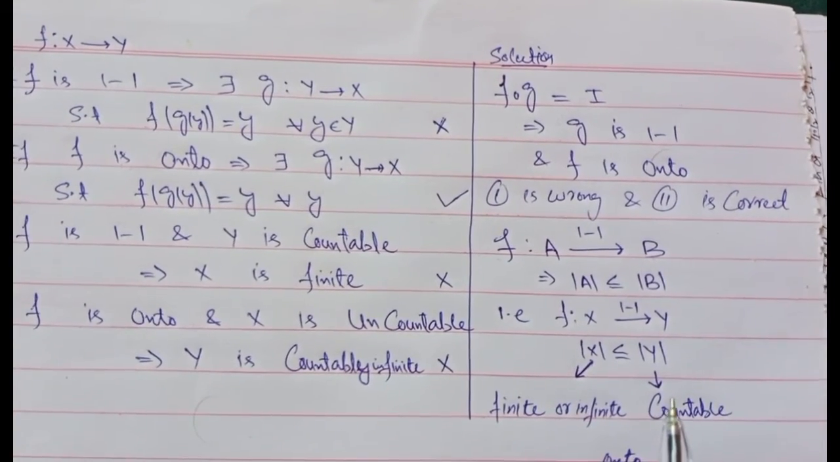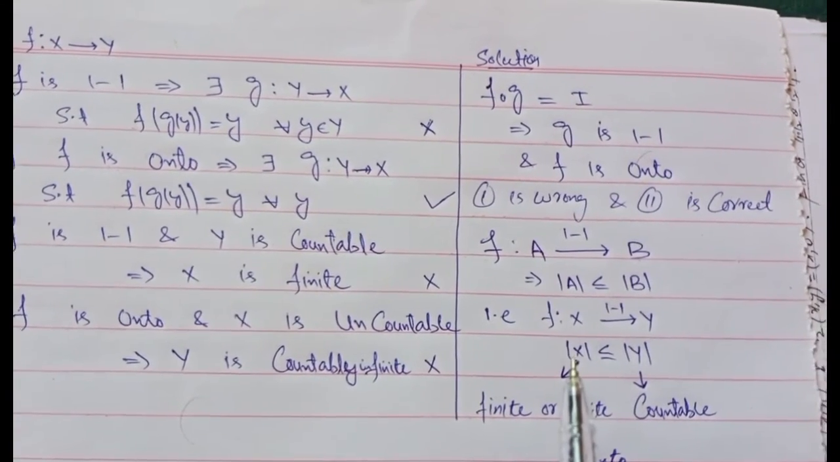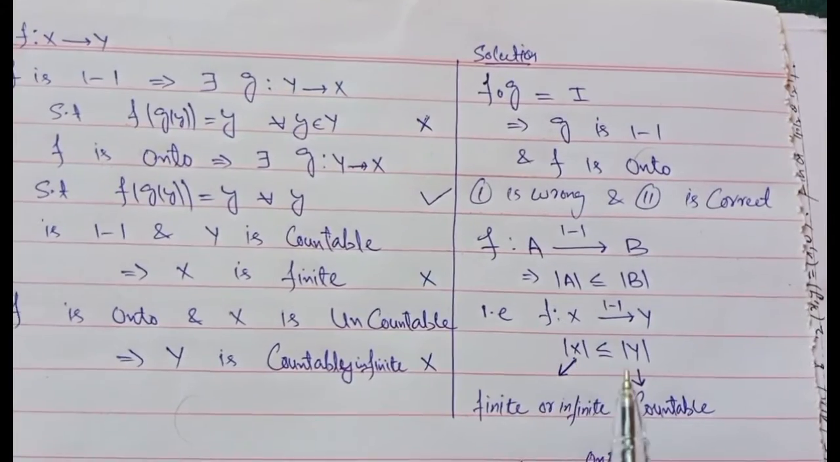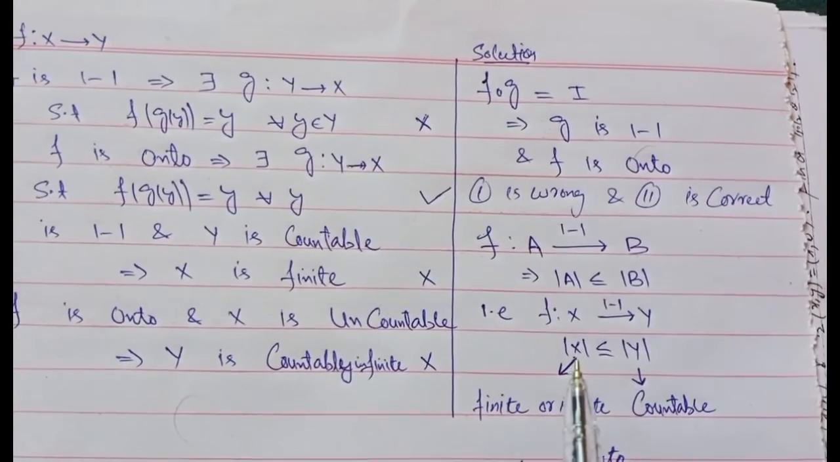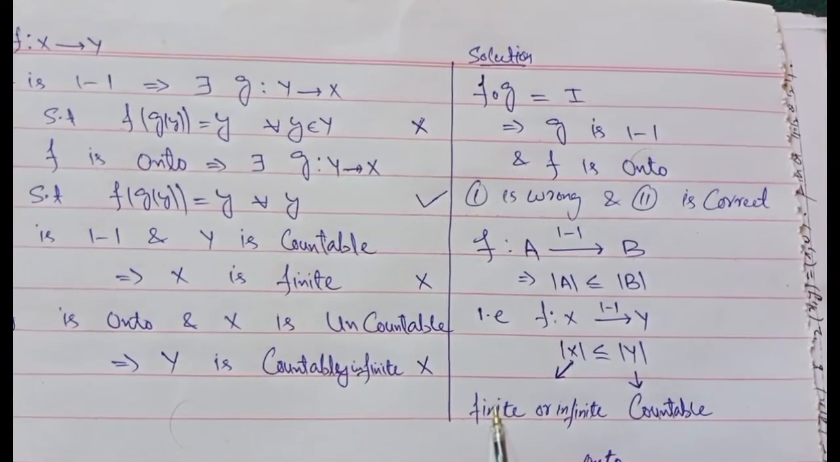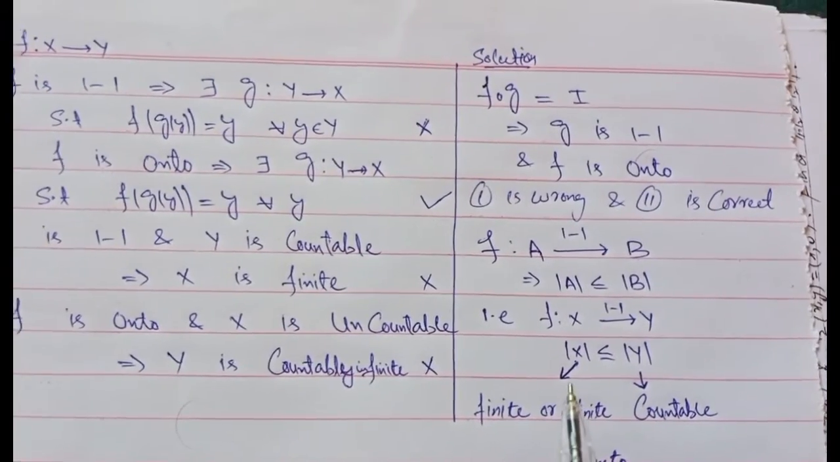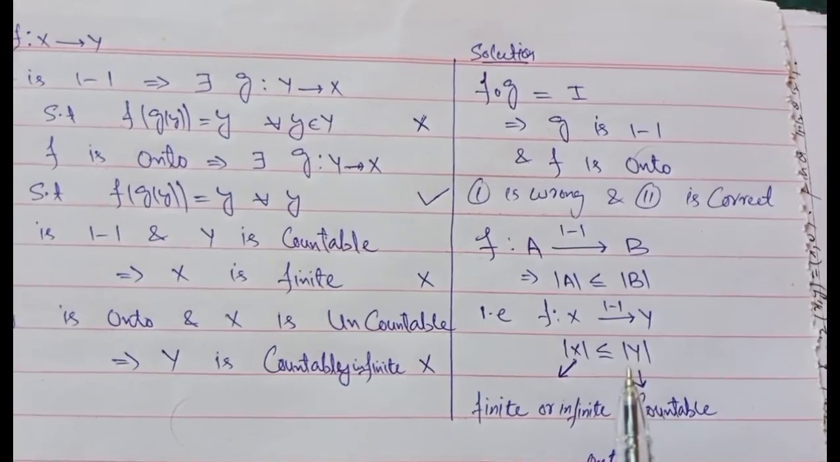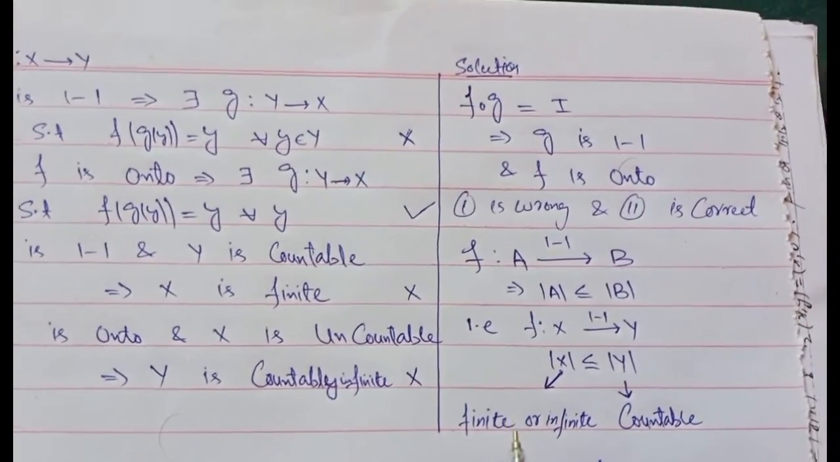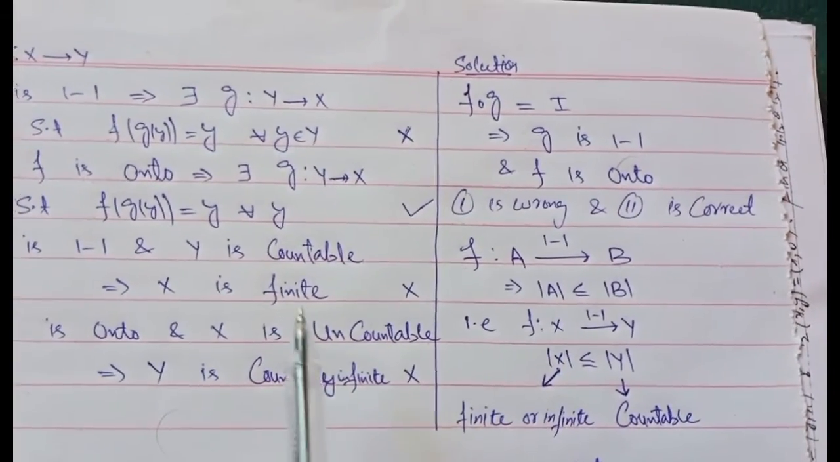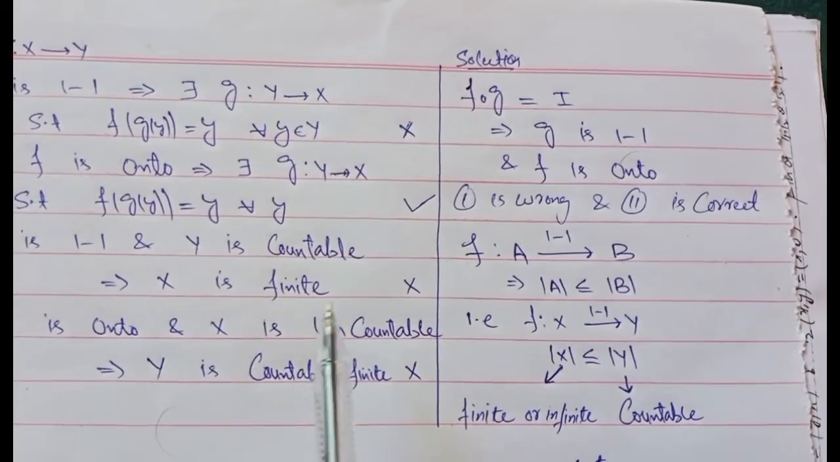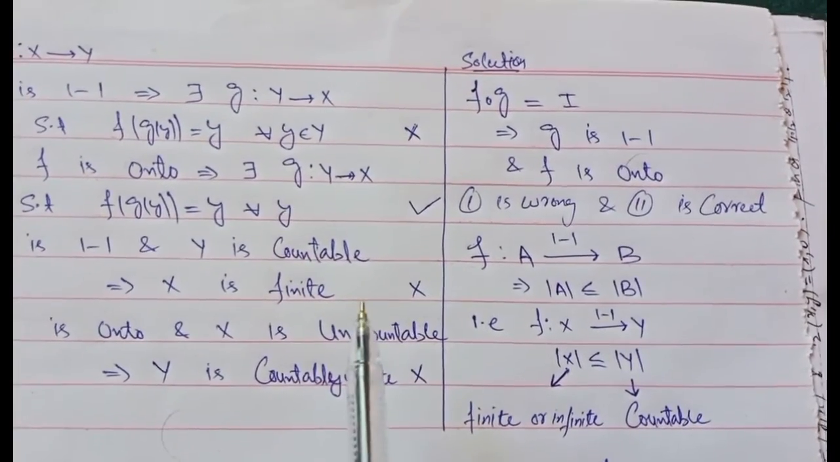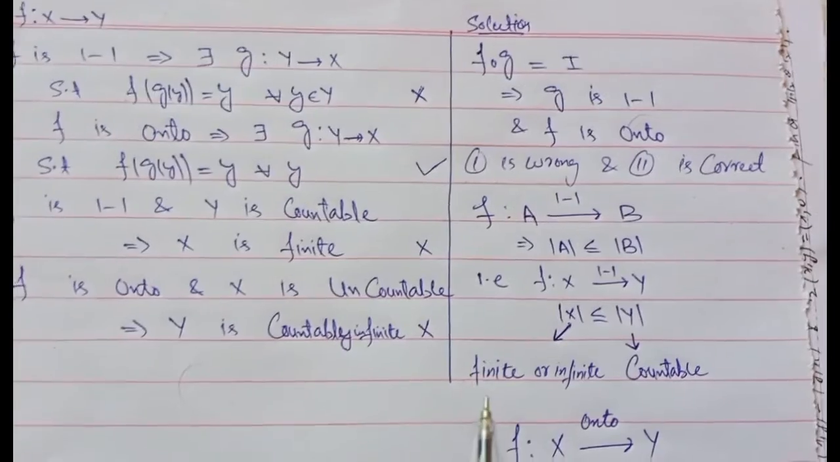And that implies the cardinality of X is less or equal to Y. So its cardinality can be finite or infinite, and it must be countable because the cardinality of X is less or equal to cardinality of Y. So again, it has two options, finite or infinite, but it says X is finite, which is not correct. It can be infinite.